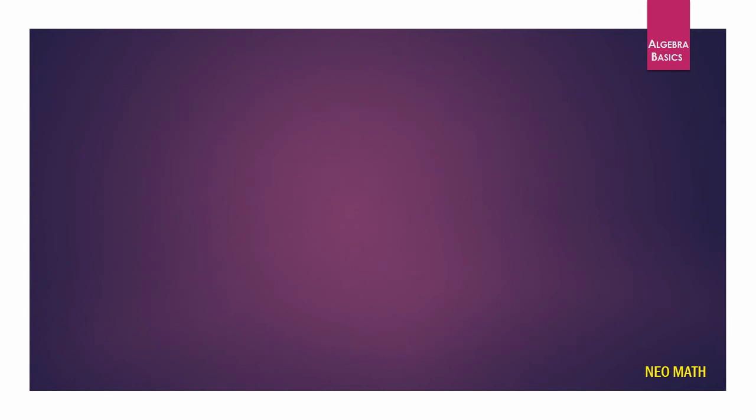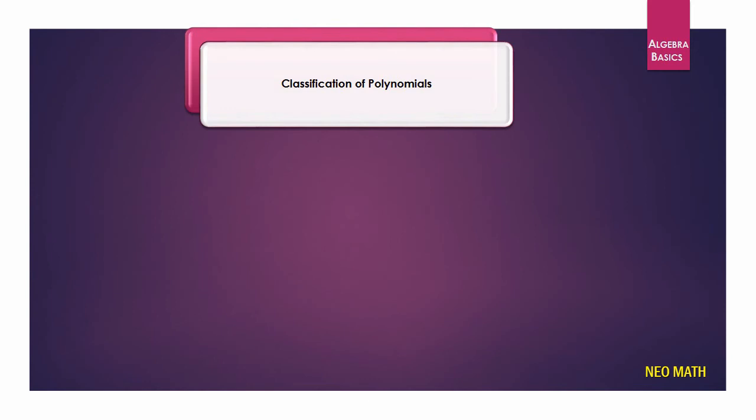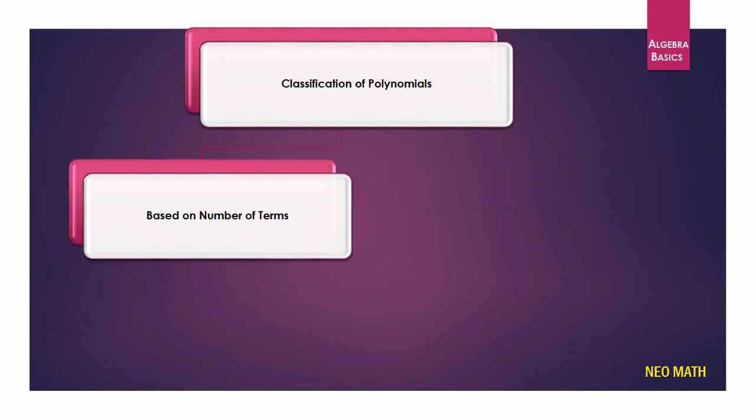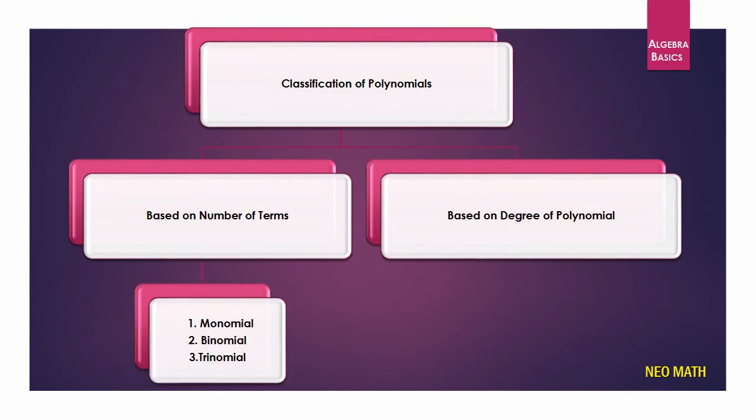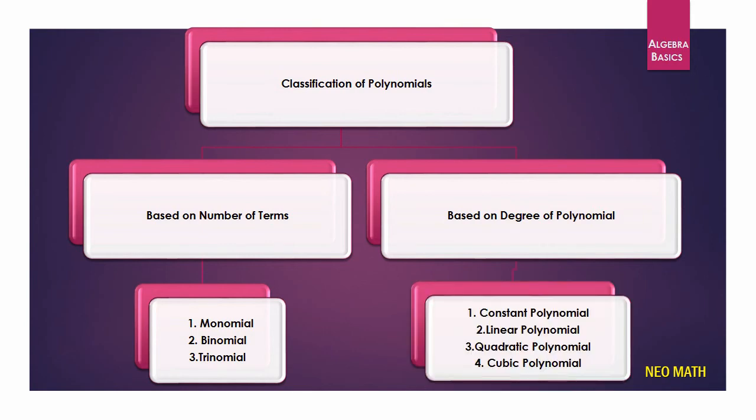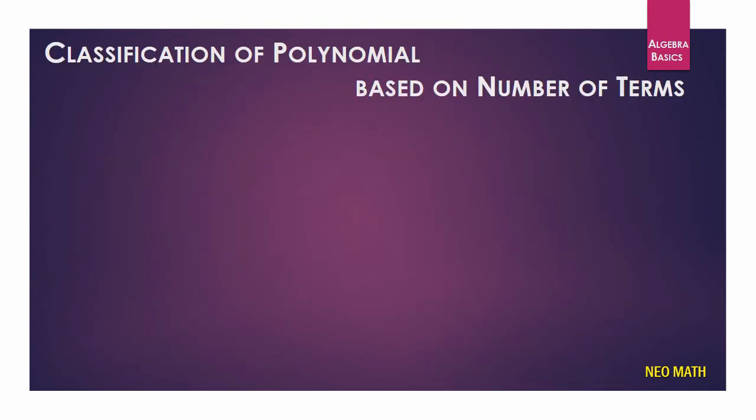Clear? Classification of polynomials. Polynomials can be classified based on number of terms and based on degree of polynomial. Based on number of terms, we have monomial, binomial, trinomial. Based on degree of polynomial, we have constant polynomial, linear polynomial, quadratic polynomial, cubic polynomial. So first, classification of polynomial based on number of terms.